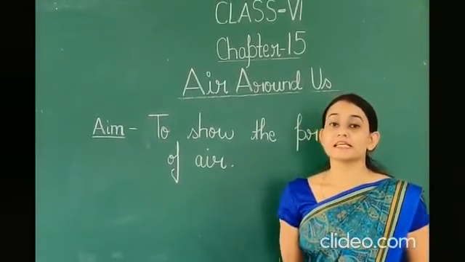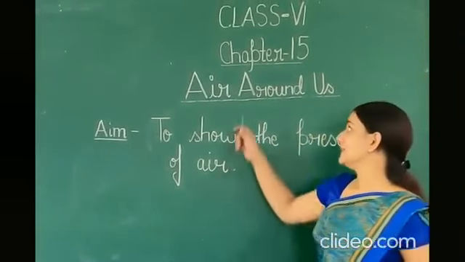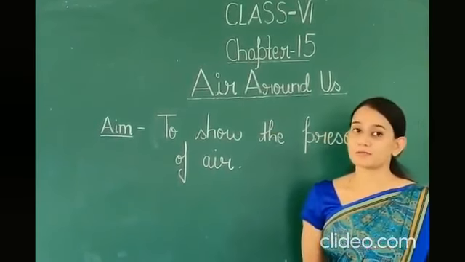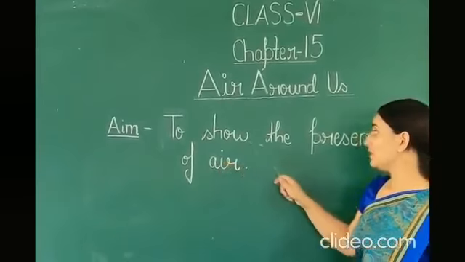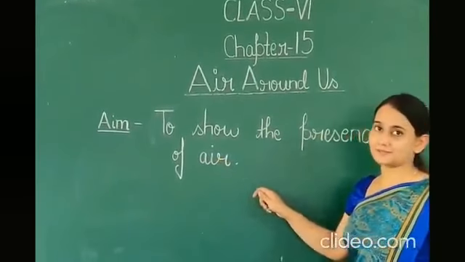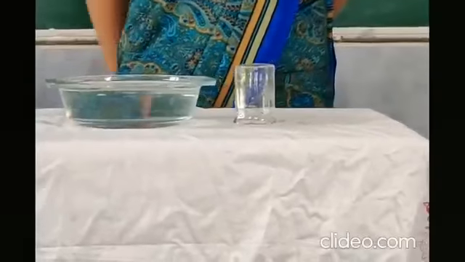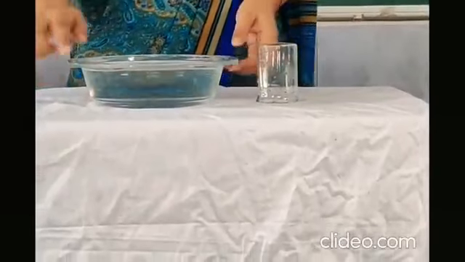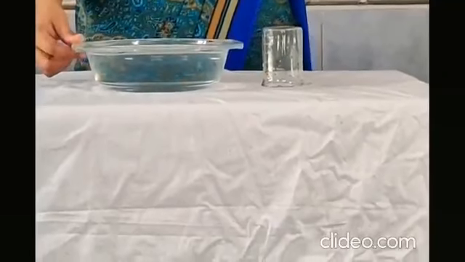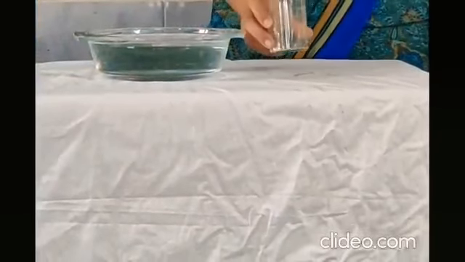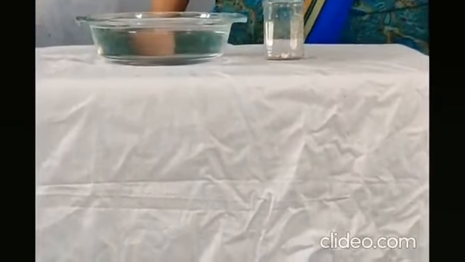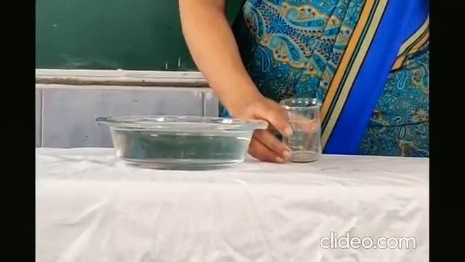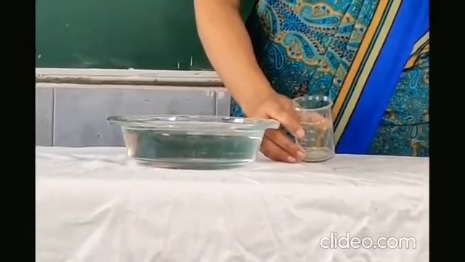Good morning students. Dear students of class 6, today in chapter number 15, Air Around Us. Children, we will perform an activity to show the presence of air. Students, for this experiment, we have taken these apparatus. You can see this is a glass bowl and I have filled water in it, and we have taken a beaker. Students, you can see that I have taken a beaker. Is it really empty or is there something inside it?